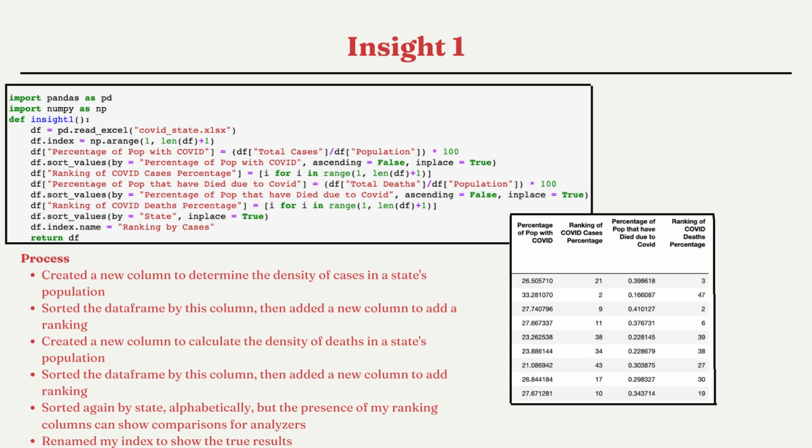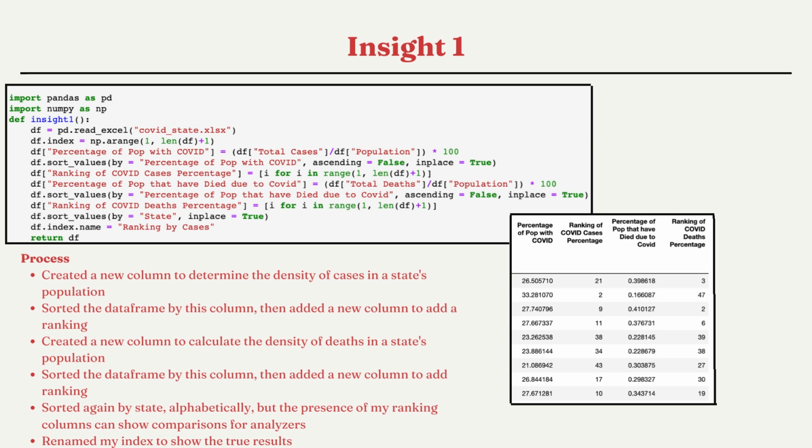Alright, so coming to our first insight, we included two rankings for the states. One determined the percentage of population with COVID, and the other the percentage of population that have died from COVID. We completed this by essentially dividing the total cases or total deaths by the state's population. This was an insight that was significant to know as total cases do not show the true impact of COVID.